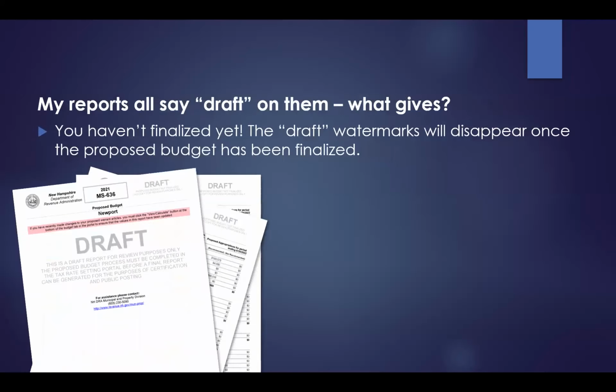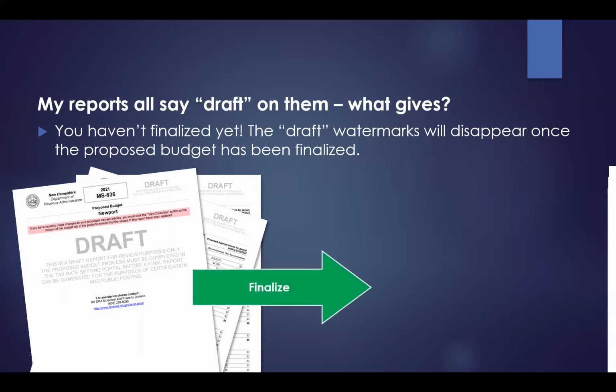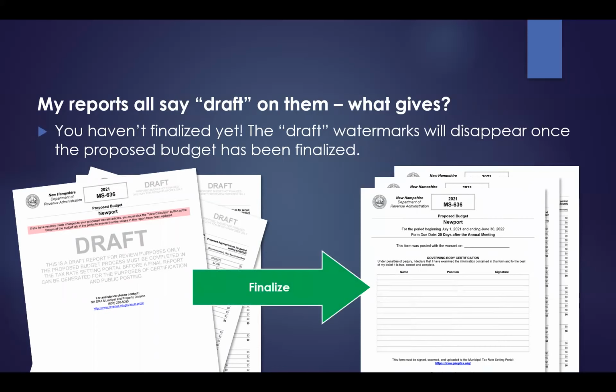And finally, this one might seem pretty obvious, but if your reports all say draft on them, you haven't submitted anything yet. You might have the numbers in the system, but nothing's been finalized. So don't save those reports and then erase the draft language, because we're going to know what happened. We have ways to tell that you printed out a draft report, edited it, and then scanned it. So you have to finalize things, and that's what's going to give you your signature lines and remove all those draft watermarks that you see.